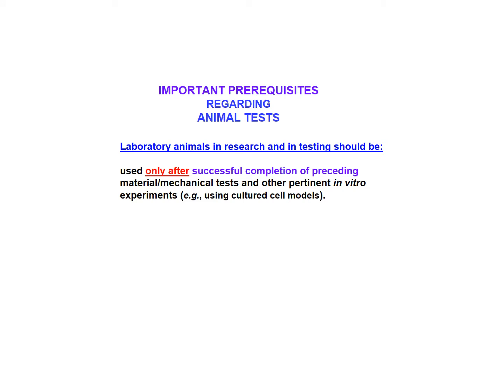Animals in research and in testing should be used only after successful completion of all preceding tests, which involve the material mechanical properties, other pertinent in vitro experiments, such as the ones that use culture cell models, etc.